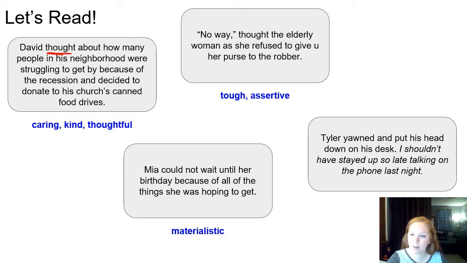And lastly, on this slide, we have Tyler yawned and put his head down on his desk. "I shouldn't have stayed up so late talking on the phone last night." The italicized words are thoughts he had about regretting his decision to stay up late and talk on the phone. So I said that he is regretful. He's a person that regrets his decisions and doesn't really agree with his actions after the fact. Or he could be described as an irresponsible person. Maybe he knew he had something to do today, but he stayed up late talking on the phone anyways. It shows he's irresponsible.